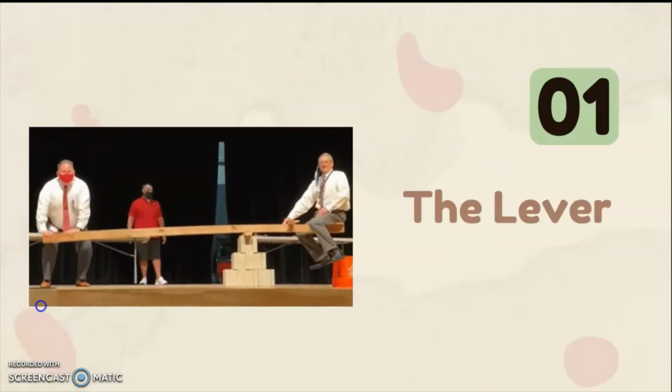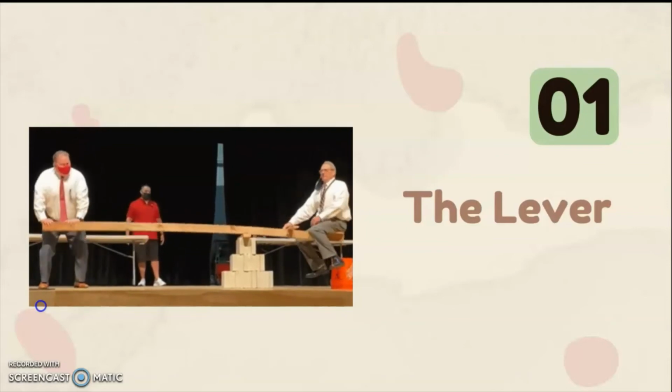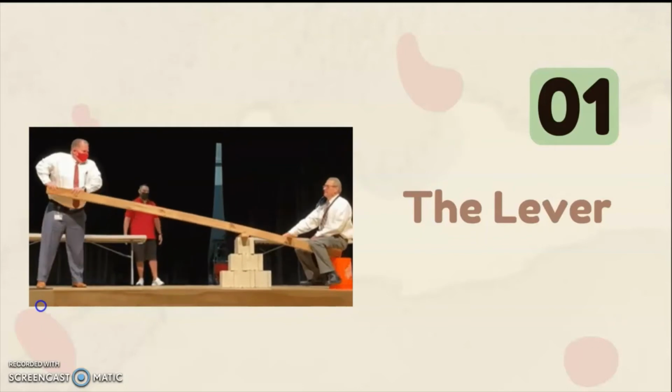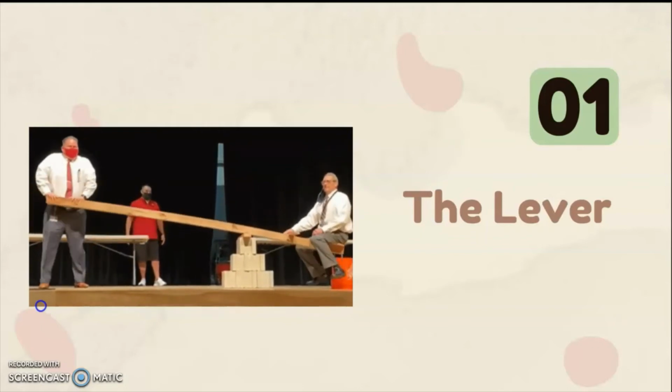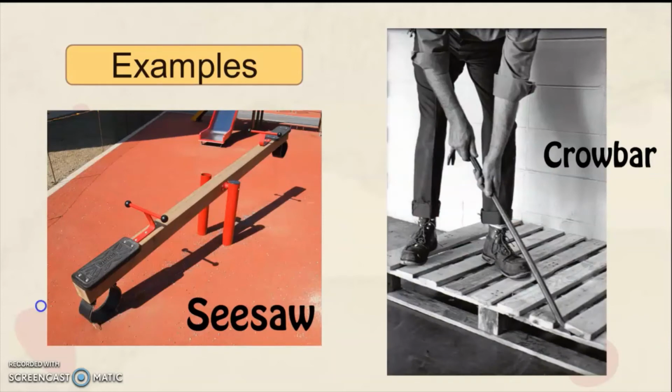First, lever. It is a tool like a bar or rod that sits and turns on a fixed support called a fulcrum. When you use a lever, you apply a small force over a long distance, and the lever converts it to a larger force over a short distance. Some examples: we have seesaw and crowbar.